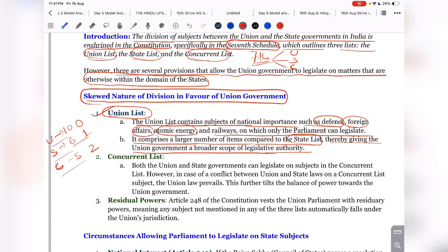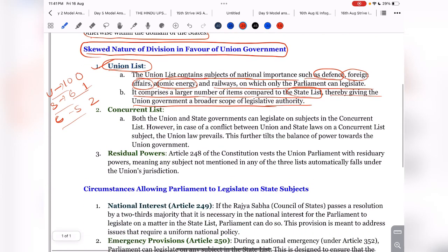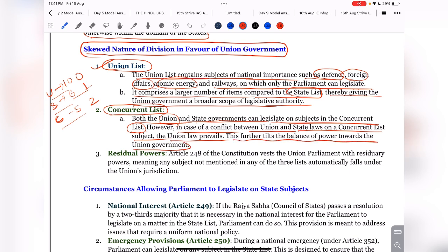Both the union and state governments can legislate on subjects in the concurrent list. However, in case of conflict between the union and state law on a concurrent list subject, the union law prevails. This further tilts the balance in favor of the union government. Though both can legislate on the concurrent list, in case of conflict it is the central law that prevails over the state law.